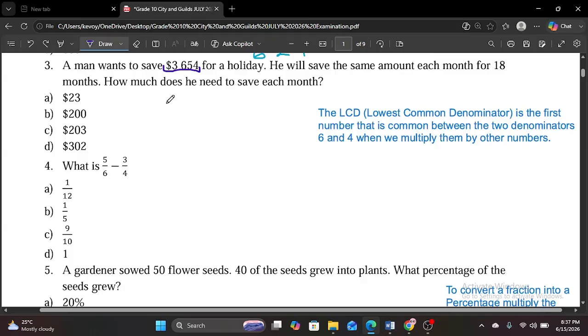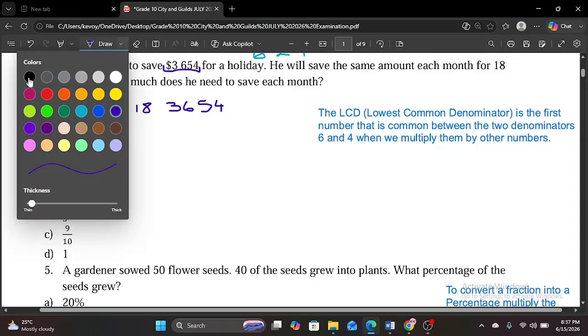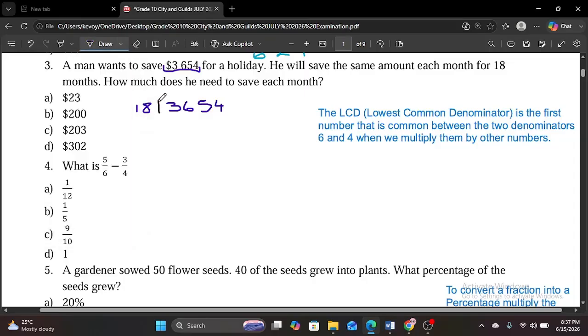So that's gonna be 3,654 divided by 18. All right, so we're gonna divide by 18. So that's what we're gonna do right now. So the first thing, remember the steps when we're dividing. So that 18 right there, we're just gonna divide it by 36. So 36 divided by 18, that's gonna be equal to 2.